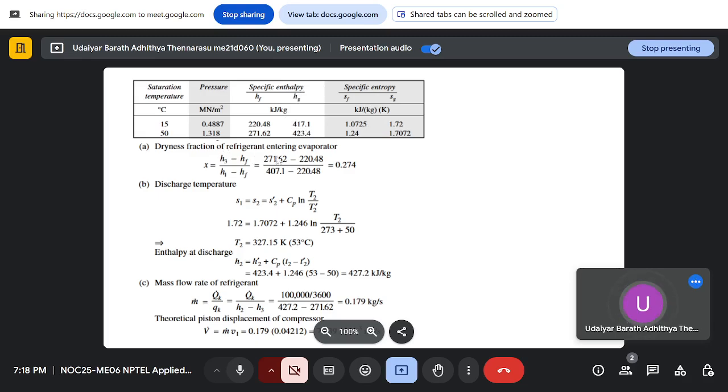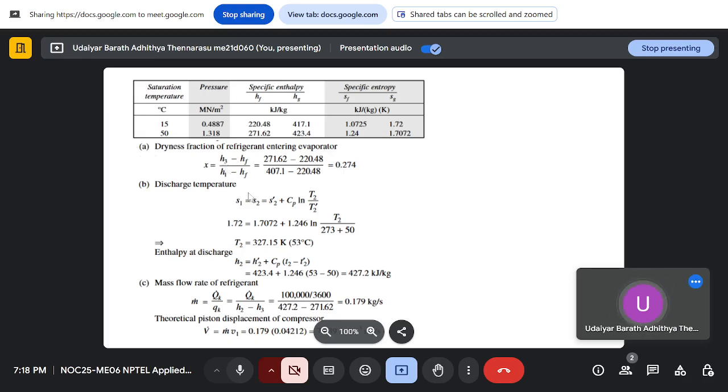So the dryness fraction of refrigerant entering the evaporator: H4 will be equal to H3. That is your saturated liquid at 50 degrees Celsius, which is 271.62. So H3 minus HF at 15 degrees Celsius divided by HG minus HF. So this is 417.1 minus 220.48, which gives you 27.4% as the dryness fraction.